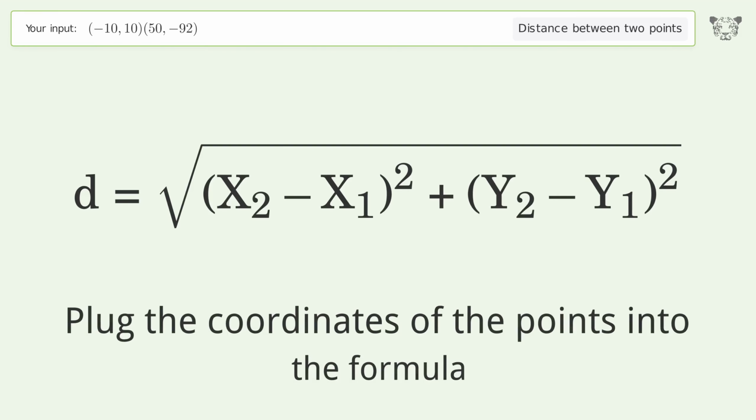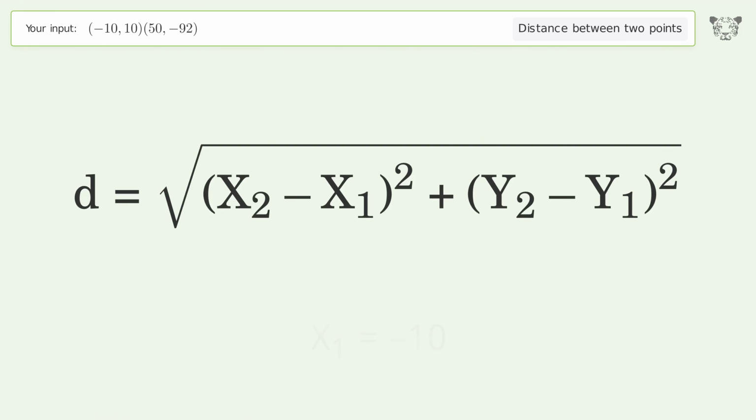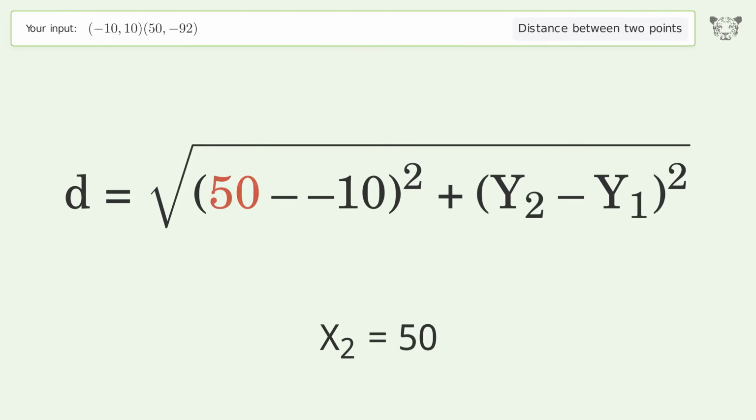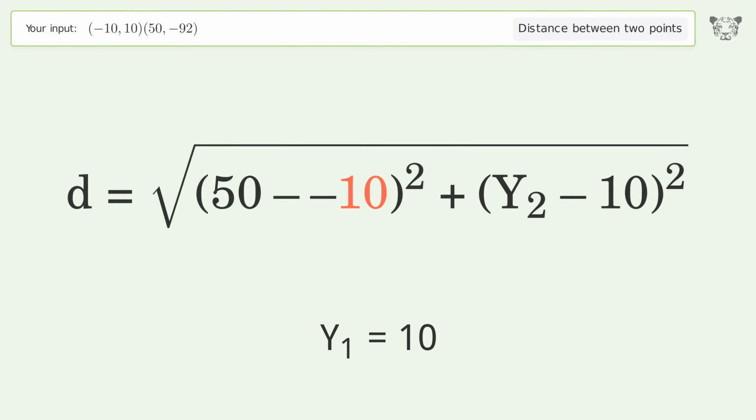Plug the coordinates of the points into the formula. x1 equals -10. x2 equals 50. y1 equals 10. y2 equals -92.